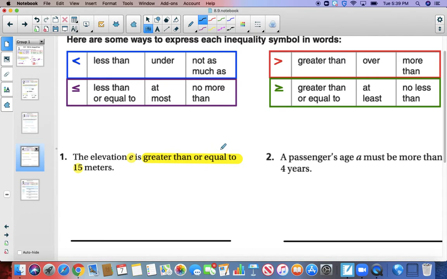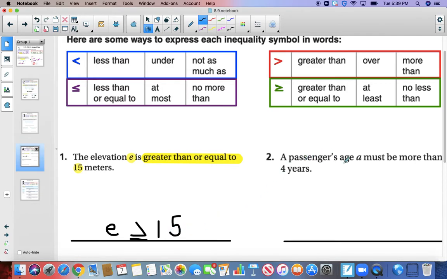Okay, greater than or equal to, let's find that symbol. Perfect. So greater than or equal to is going to look like this. Now, what is greater than is E. So E, the elevation, has to go on this side because it's greater than or equal to 15. Okay, and notice I'm leaving it as 15. I take away my units once I've turned it into an inequality.